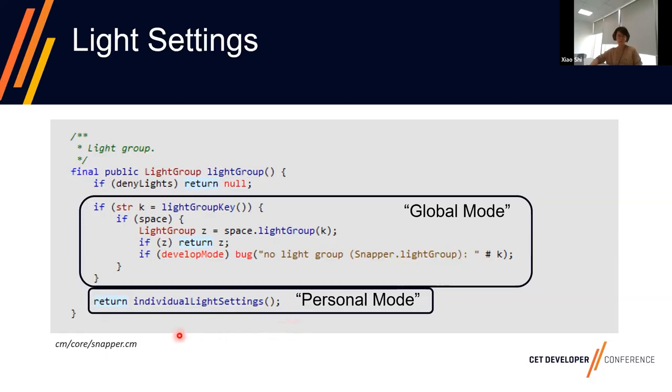But in snapper.cm, the light group key method and the individual light settings are empty, so it's doing nothing. So if you want to do your own light group binding, you need to do a few steps. Let's talk about them one by one.